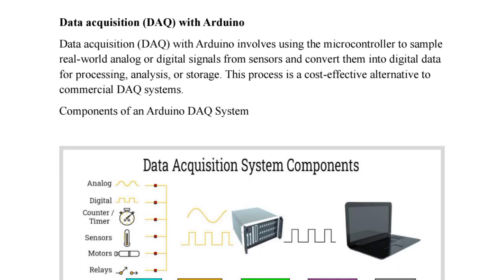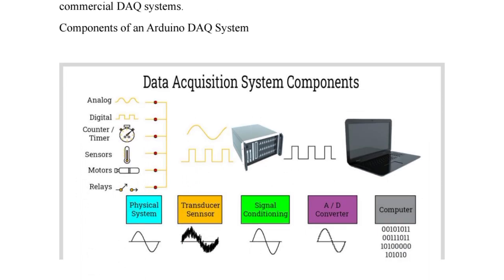Dear students, now we are going to discuss data acquisition with Arduino. Data acquisition with Arduino involves the microcontroller sampling real-world analog or digital signals from sensors and converting them into digital data for processing, analysis and storage. It is a cost-effective and commercial system. See here, we are connecting the real-world data directly, interfacing with the Arduino microcontroller.